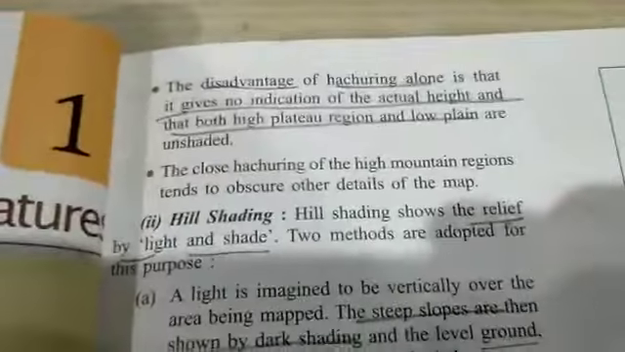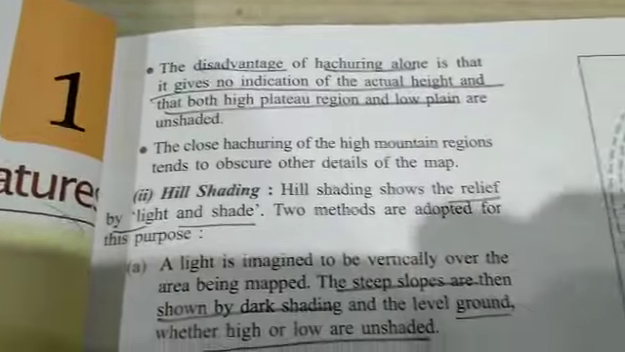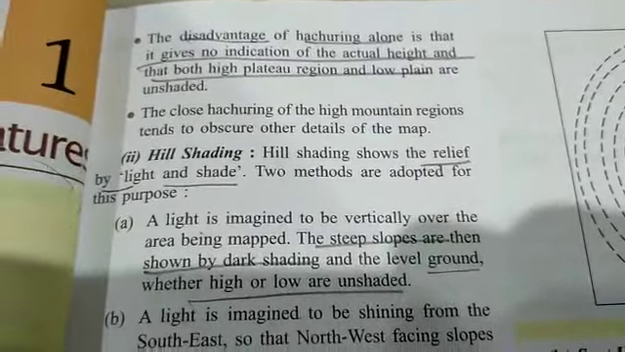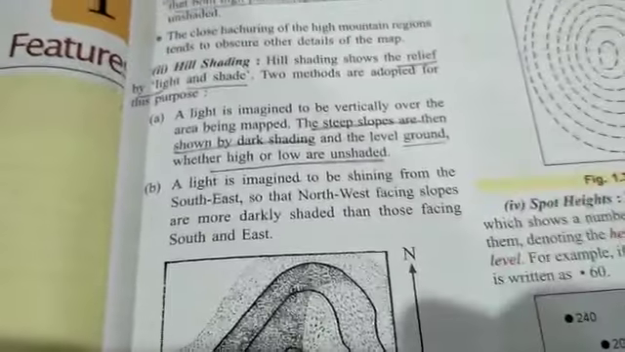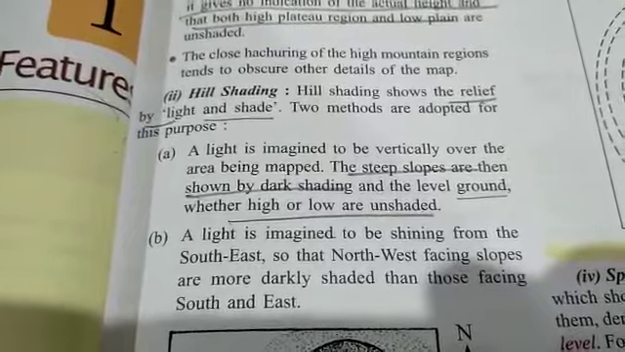But this hachuring has a certain disadvantage. The disadvantage is that it gives no indication of the actual height of a particular place, and that both high plateau regions and low plateau regions are unshaded. The next is hill shading, which shows the relief by light and shade.